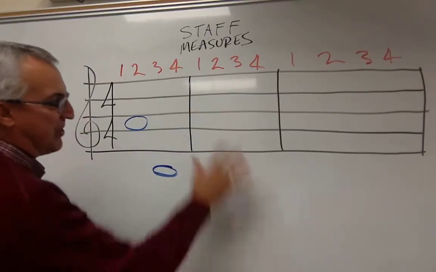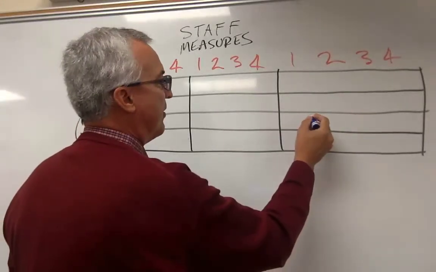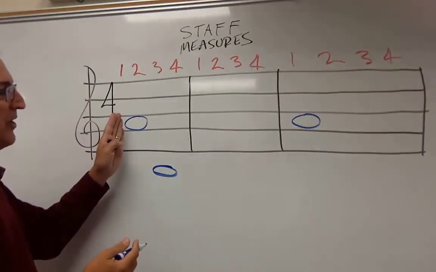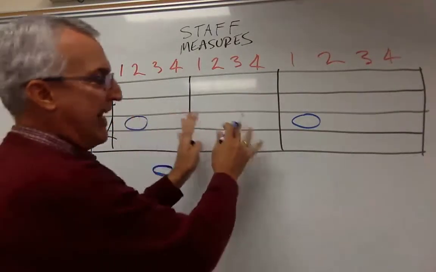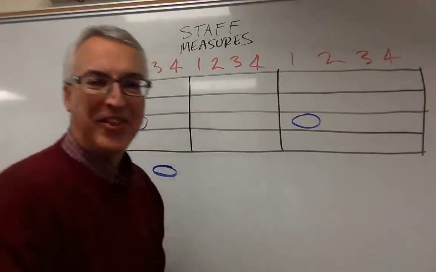So I put a whole note here, which means we're going to blow for 4 beats and sound out a note for all 4 beats here. And I'm going to skip a measure. And then in the last measure over here, I'm going to put another whole note. So this song has a whole note for the first measure, nothing for the second measure, and a whole note for the third measure.